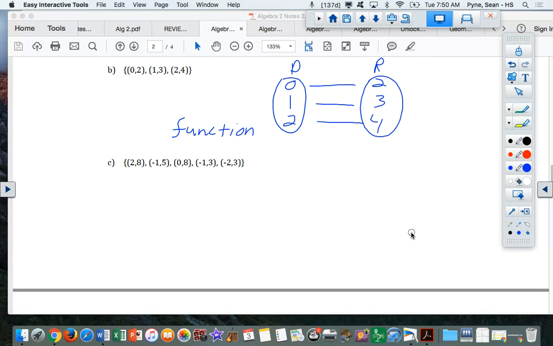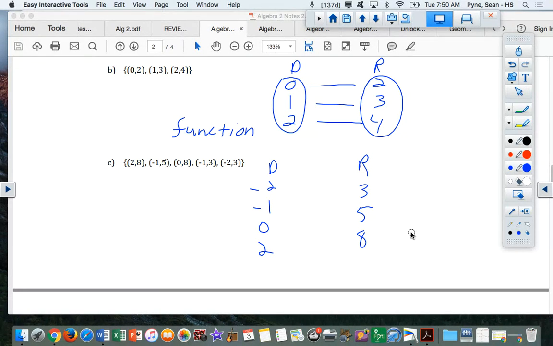Savannah, can you tell me what you did for the domain for this one? All the values you need to put down? -2, -1, 0, and 2. Excellent. And the range? 3, 5, and 8. All right, so be careful. I mean, well, this is not going to be a function, but still.